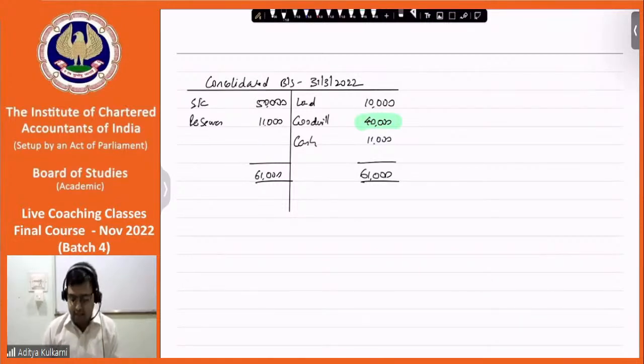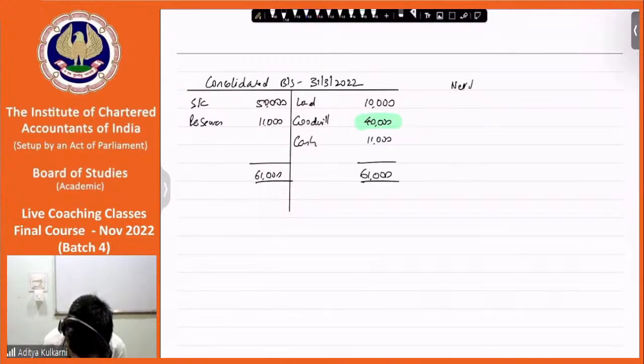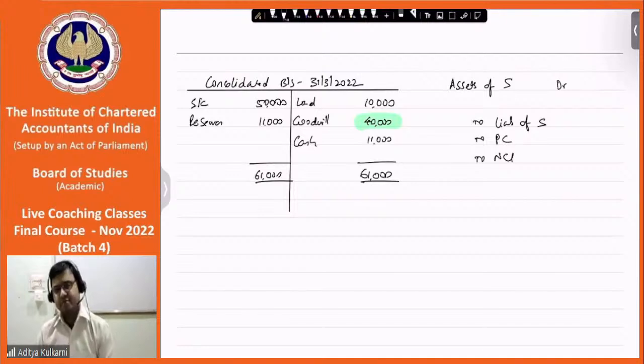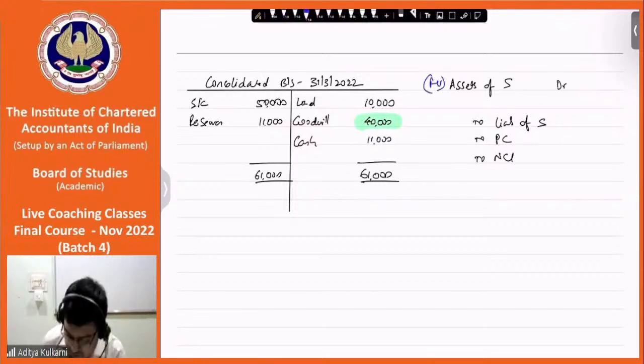Sir, why is it stressing so much on fair value? The reason is this. I have net assets of S, or let me split it up. Assets of S debit, to liabilities of S, to purchase consideration, to NCI. Now you would have studied Ind AS 103. Assets of S would be at fair value. You do a fair valuation of assets. The liabilities also are at fair value.